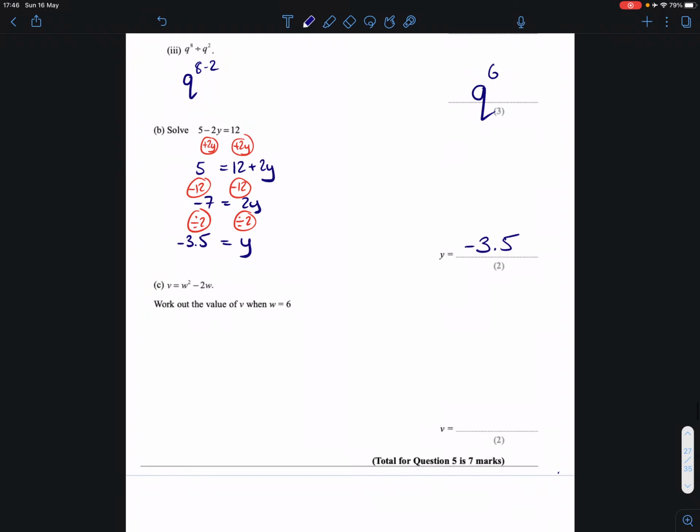Part C, v equals w squared minus 2w. Work out the value of v when w equals 6. So we substitute 6 in place for w, which will give us the following. 6 squared minus 2 times 6, and then we simplify that. That'll give us 36, take away 12, it will become 24. 24 is our answer. Done.